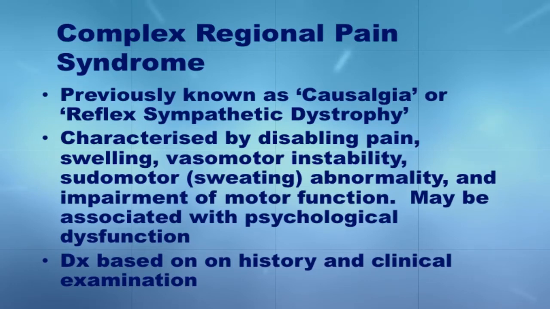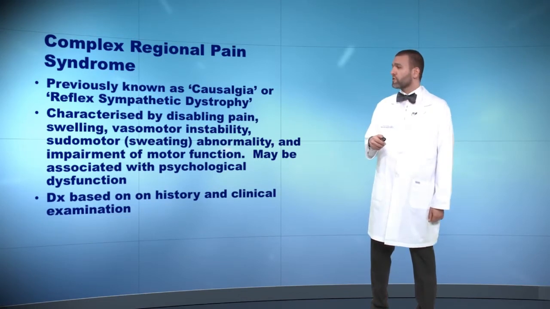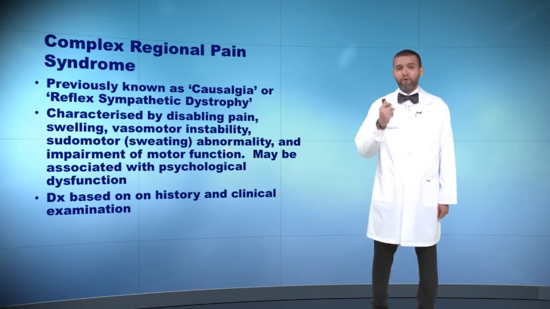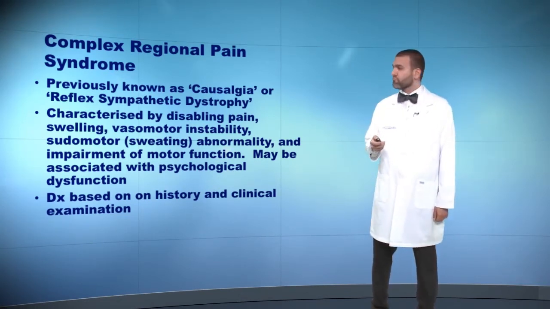Complex regional pain syndrome, they get seen before the pain specialist. It was previously known as causalgia or reflex sympathetic dystrophy. It's usually characterized by disabling pain, swelling, vasomotor instability, pseudomotor sweating abnormalities, as well as impairment of the motor function, and may be associated with psychological dysfunction.